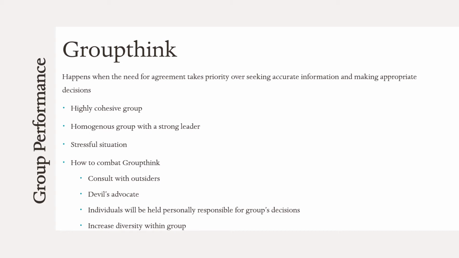It was seen in the Columbia Space Shuttle disaster when they saw that a piece of foam had broken off and hit the wing. The need for agreement took priority over the motivation to obtain accurate information and make a good decision. Groupthink is usually seen where there's a highly cohesive group, a homogeneous group with a strong leader. It's usually seen in a stressful situation.